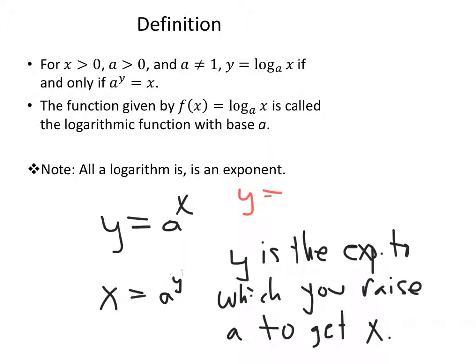Y is the exponent to which you raise a, log, with a little a. Because all a logarithm is, is an exponent in order to get x. And so literally, in writing down what we want this logarithm to be, we were able to define our logarithm.